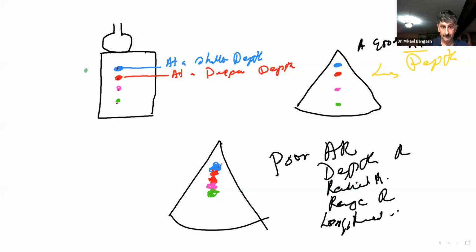Or where, as I said, the red is going to be mixed with the blue, and red is going to be mixed with pink, and pink is going to also be mixed with green. So you get something like this when you scan something that practically looks like that. That will be poor axial resolution, or a poor depth resolution, or a poor radial resolution, or range resolution, or longitudinal resolution.